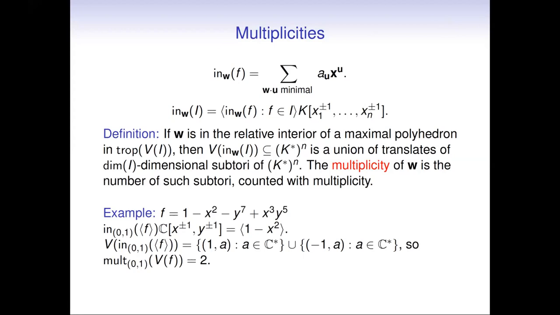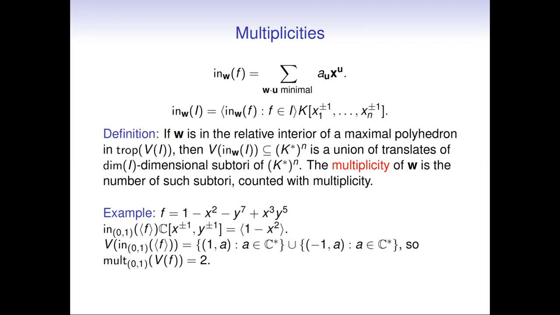Okay, so it turns out that if you do that, the variety of the initial ideal is going to be a union of translates of the correct dimensional subtori of k star to the n. So k star here means k take away zero. So k star to the n is the algebraic torus. And it turns out the variety is a union of translates. It's easier to see this in an example rather than me try to say more about this. But then we're going to have a union of translates of these subtori. And the multiplicity is going to be the number of these subtori counted with multiplicity.